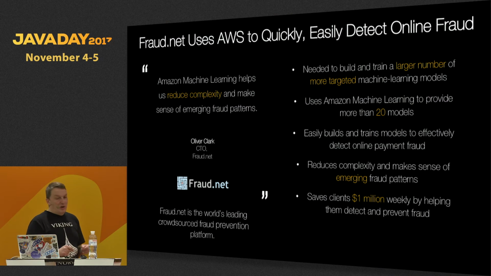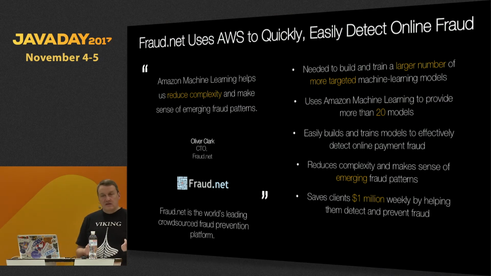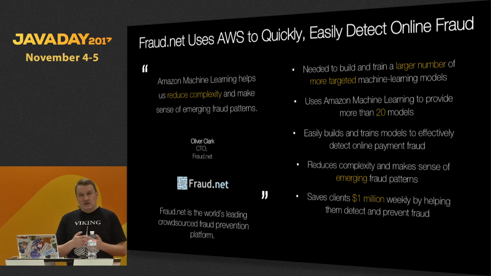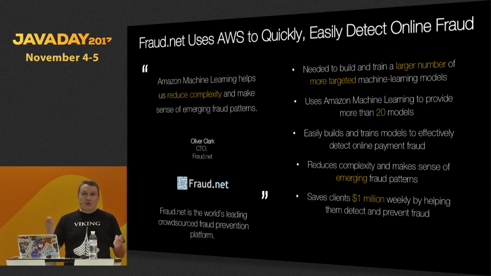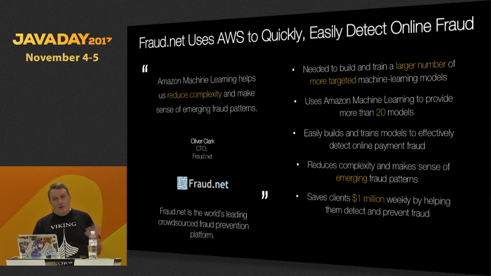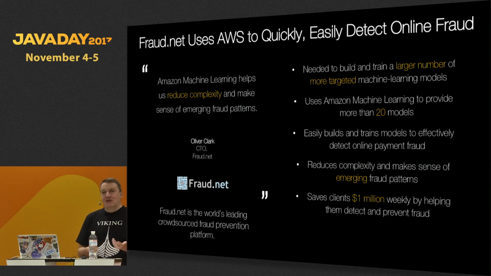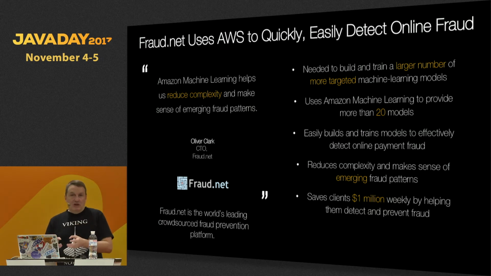So here's an example of a customer who uses that, FraudNet. So basically what they do is their customers are e-commerce websites all over the world. And they want to help these customers detect fraudulent transactions, right? So if you have a stolen credit card and you order from them and you have a delivery address in the middle of nowhere, that's probably not a good transaction, right? So this is what they do, right? They build machine learning models to detect bad transactions on e-commerce websites.